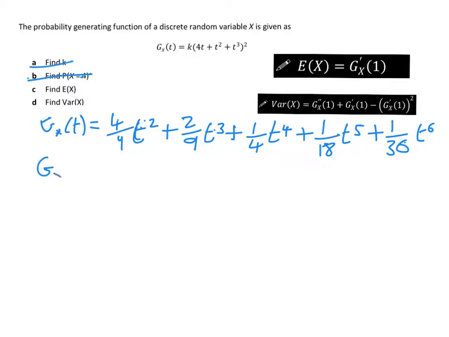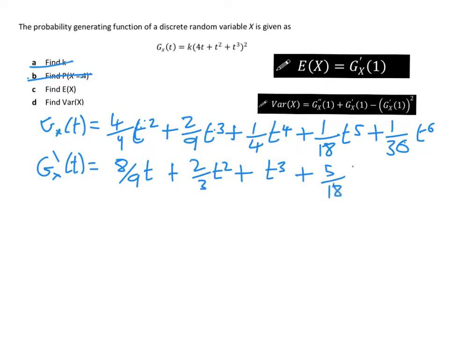Now you need the differential of this, the first and the second, for the next two parts. So g dash x, let's just differentiate each bit. So 8/9 t, it's just a polynomial, we can all differentiate this. 3 over 9 is, of course, 2/3 t squared plus t to the power 3, 4 over 4 in front of that, plus 5/18 t to the power 4 plus 6 over 36, 1/6 t to the power 5.